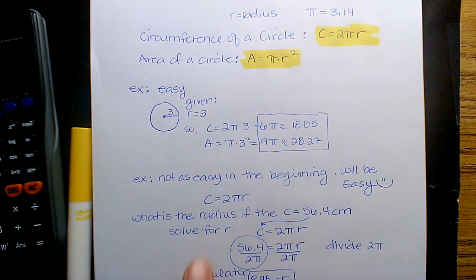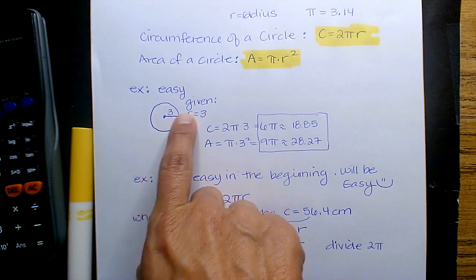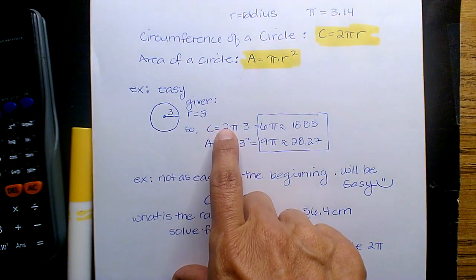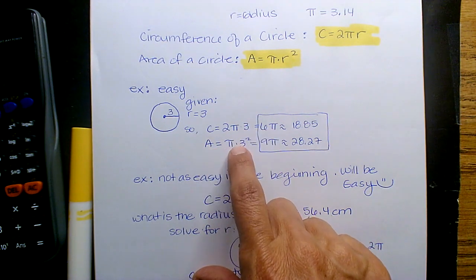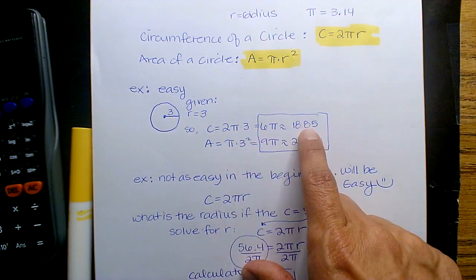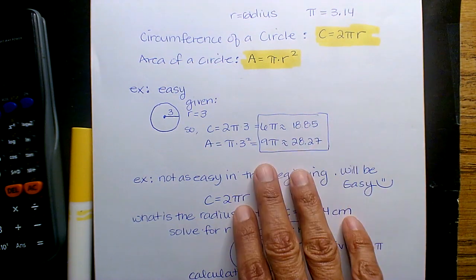test or quiz. Okay, so look, here's the one you did yesterday on the assignment. Given a circle, here I give you the radius. The radius is 3. What's the circumference? 2 pi radius, which is 3, so 6 pi. Or pi r squared, 3 squared, 9 pi, and then of course I give the decimal equivalents, okay? So that's really easy.